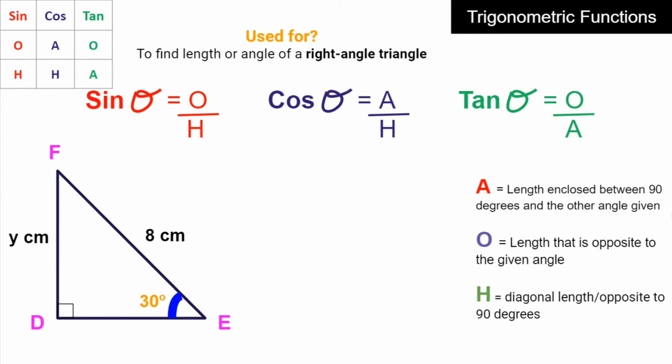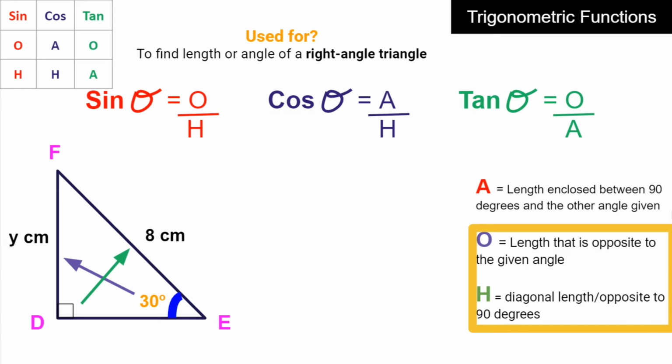Now coming to this example, the FDE triangle, you can see that we don't have a length that is enclosed between the 90 degrees and the 30-degree angle. But we do have the length that's opposite to 30 degrees, which means I have my O, and another length that is right opposite to the 90 degrees, or the one that's diagonal, which means I have my opposite and my hypotenuse.